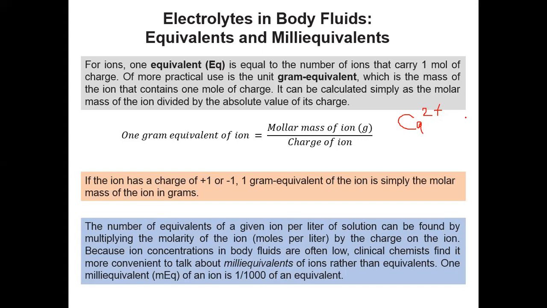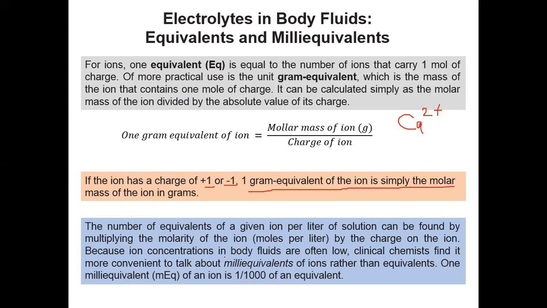So if you want to calculate the 1 gram equivalent, you just need to divide 40 by 2 because we have charge 2, right? So this is what's going to be the 1 gram equivalent of calcium. So it says over here, if the ion has charge +1 or -1, then 1 gram equivalent of the ion is simply the molar mass of the ion in grams, okay?